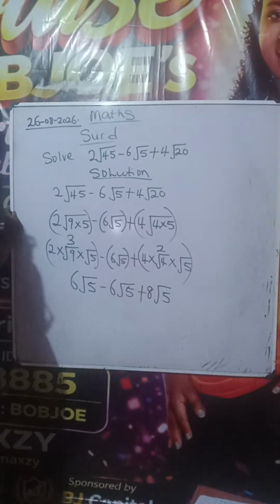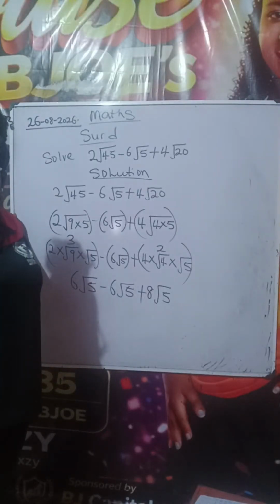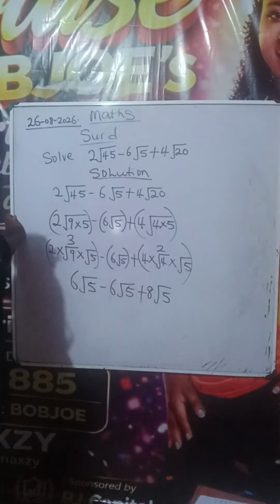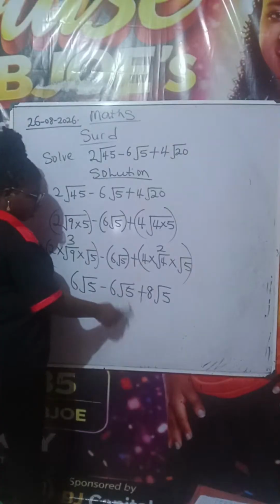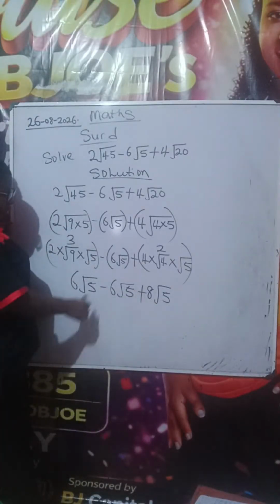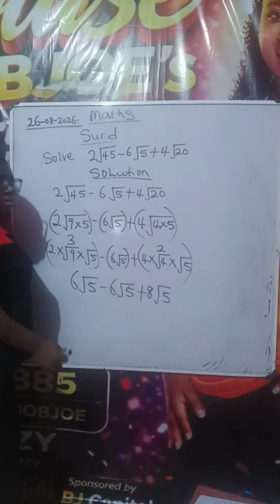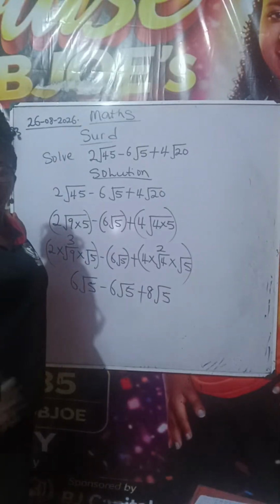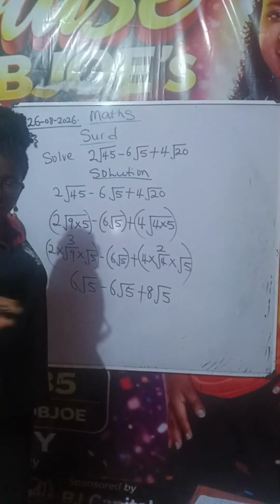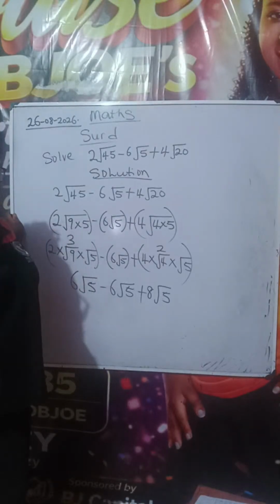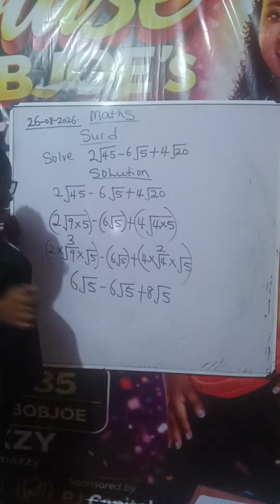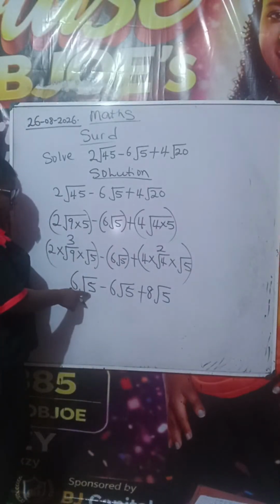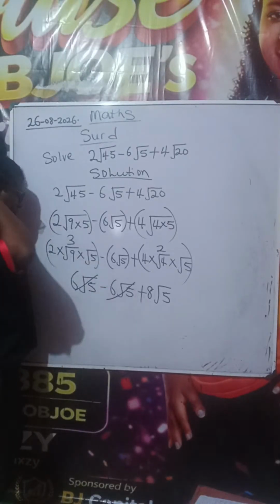Now everybody look at it. Did you notice anything? All the roots are the same. Root 5, root 5, root 5. Now when you have subtraction and addition, I said before that subtraction and addition are on the same level. Anyone that comes first, you do it. So we have 6 root 5 minus 6 root 5. This one and this one is now 0.